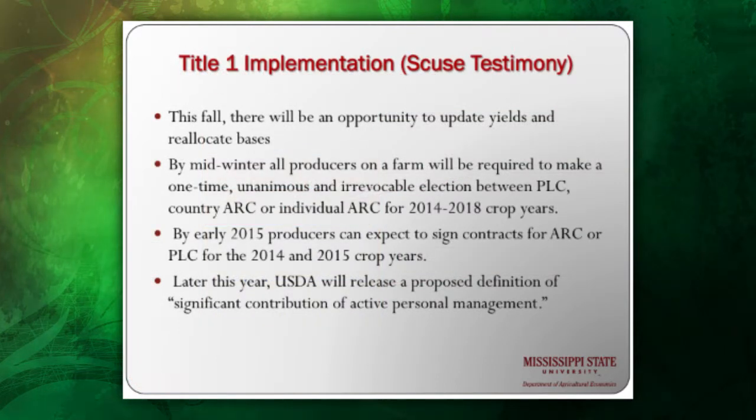Now let's turn and talk about implementation of these various programs. The timeline that we expect to see, and this is based on Undersecretary Scuse's testimony, is that this fall there will be an opportunity to update base yields and reallocate base acres. And by midwinter, all producers on a farm will be required to make a one-time, unanimous, and irrevocable election between PLC, county ARC, or individual ARC for the 2014-2018 years. Yes, that means that it may be early 2015 before one chooses which program to participate in for 2014.